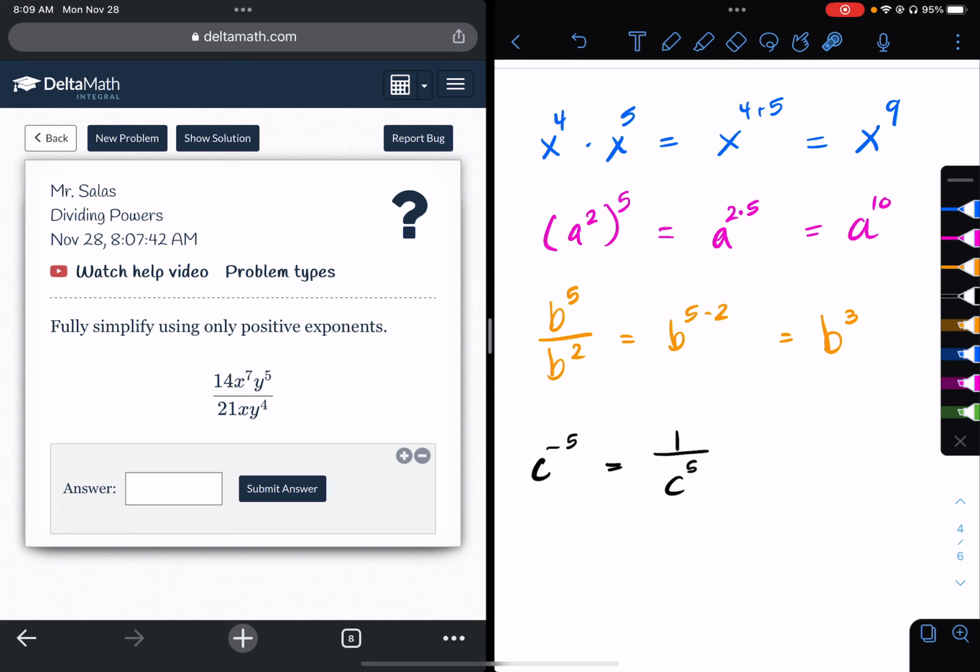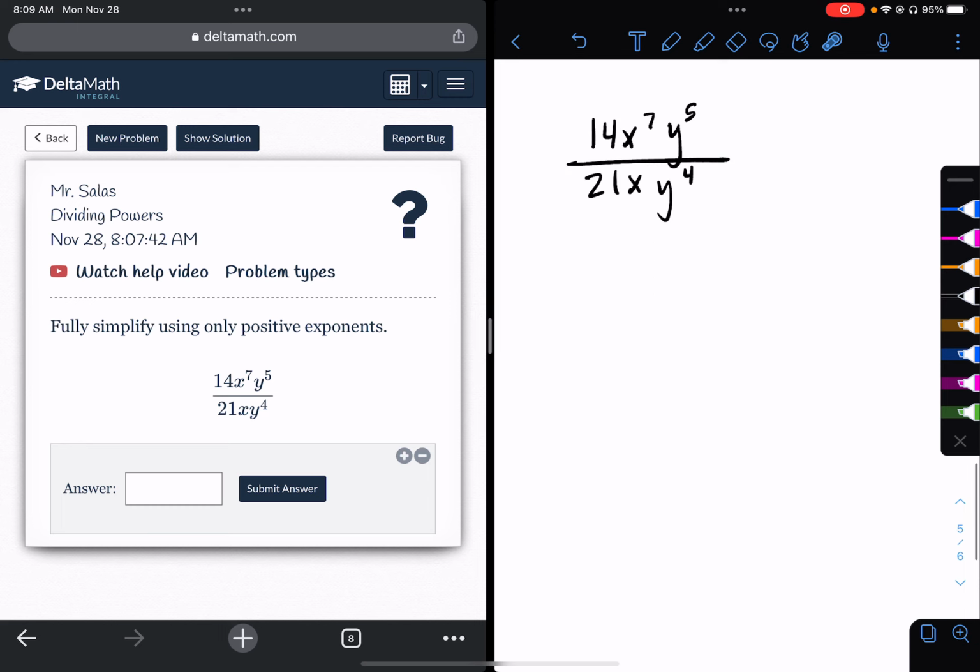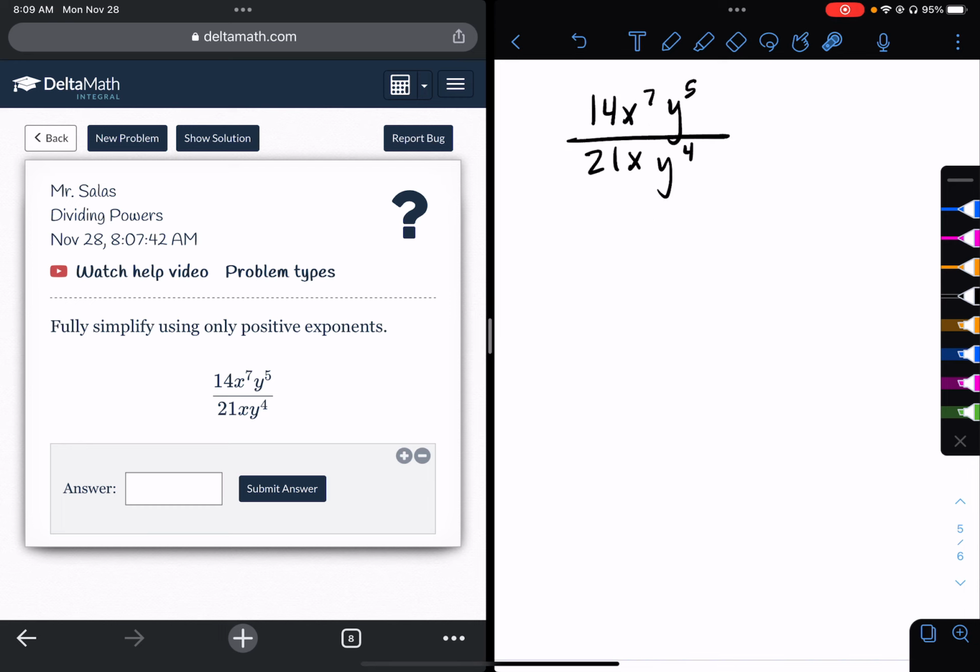And then just a reminder, if we have a negative exponent, we've got to move its position. So like this has to be made a fraction and move down. But if there's a negative exponent down here, then you have to move it up. All right, so let's go ahead and solve this problem right here.